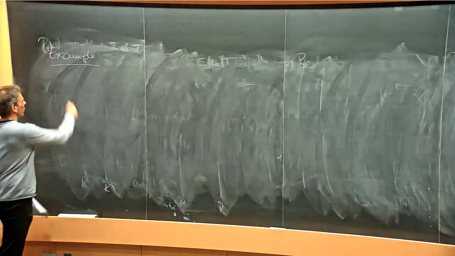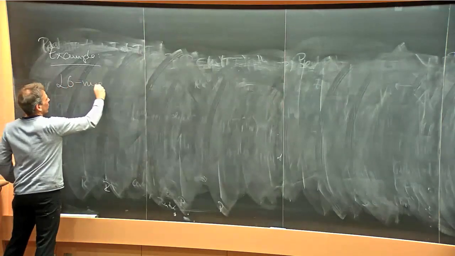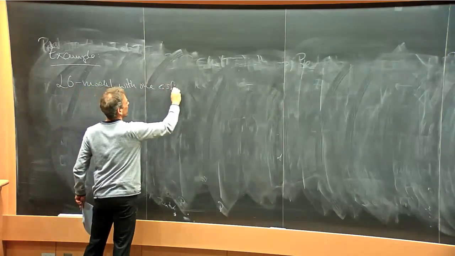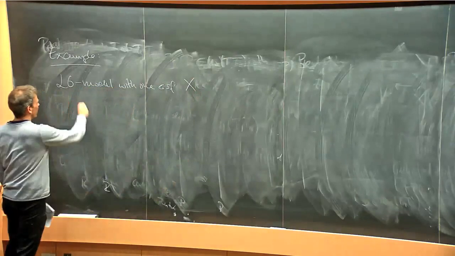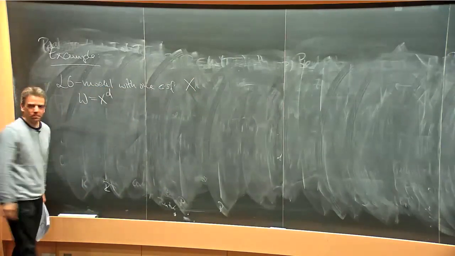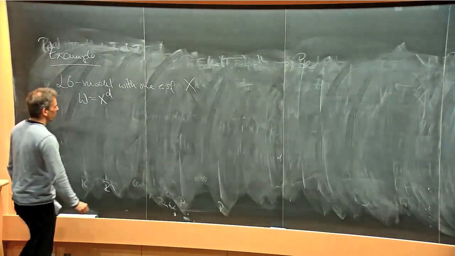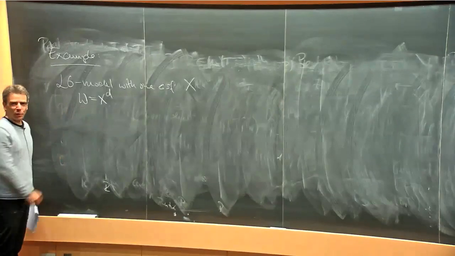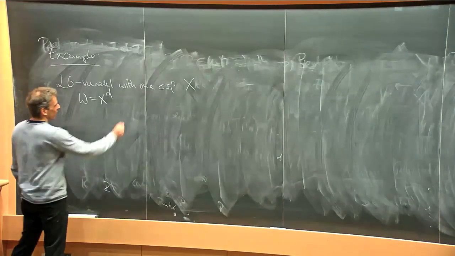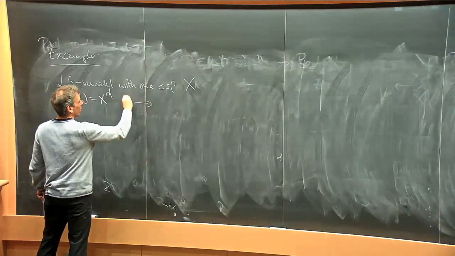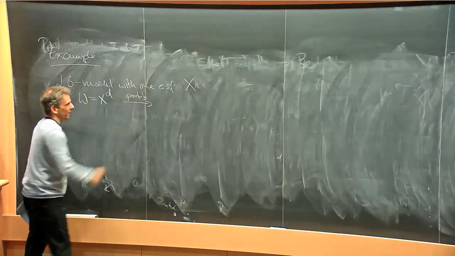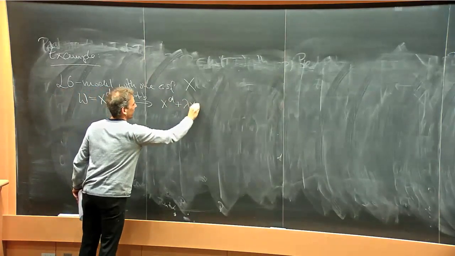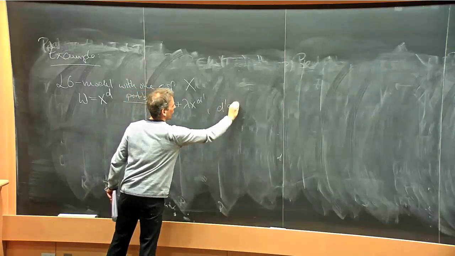Okay, so the example is the Landau-Ginzburg model with one chiral superfield. Let's call it X, and superpotential W equals X to the D. Okay? So the ring, the bulk ring, is just the Jacobi ring of the superpotential. And you can now perturb this by adding some lower order monomials. So you can do something like lambda x to the d prime, where now d prime is smaller than d.